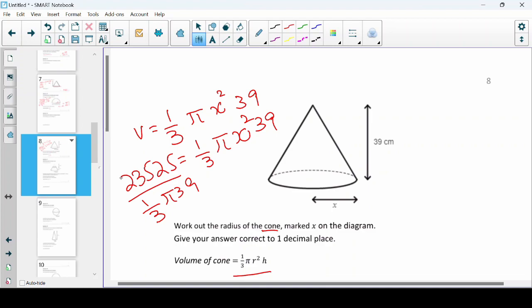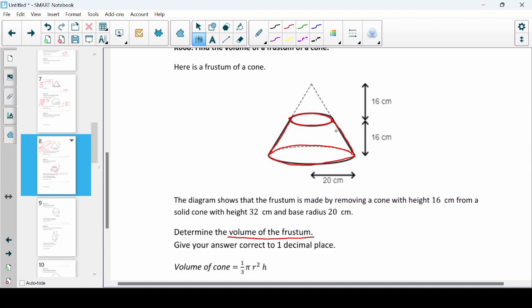So we have to find the volume of the full cone. So volume of the full will be 1 over 3 pi times r square h. R is here 20 square, and h is 16 plus 16, 32. So this is the volume of the big one. Then we can find the volume of the smaller one, the upper portion which has been cut out. This portion we can find. Volume of the smaller will be the same, 1 over 3 pi.